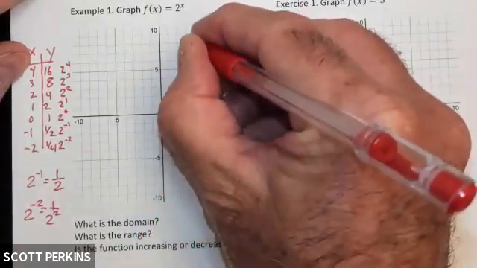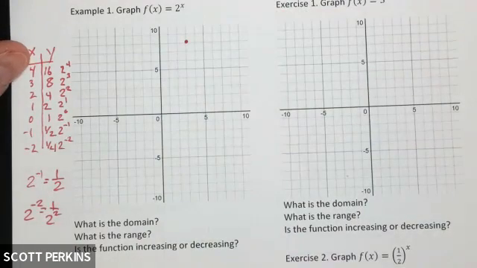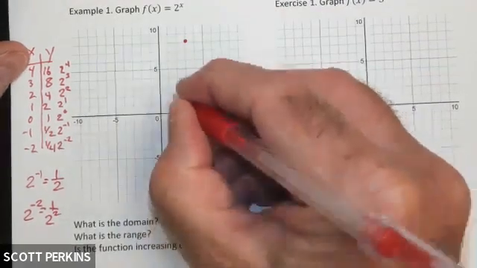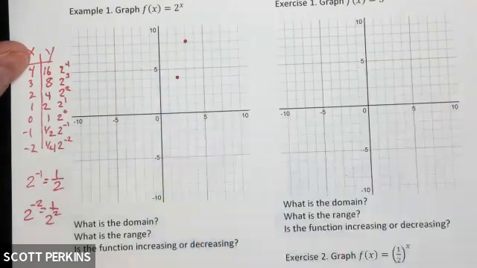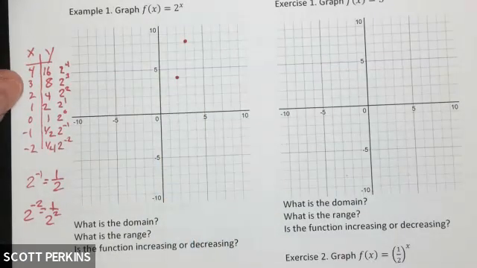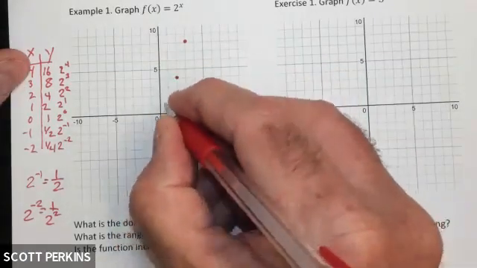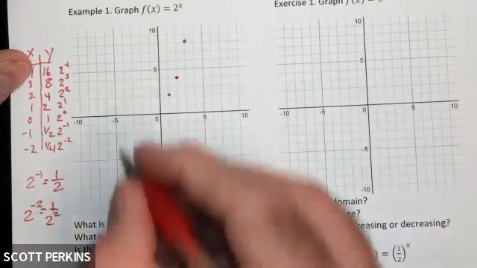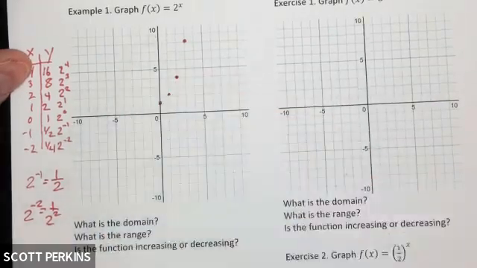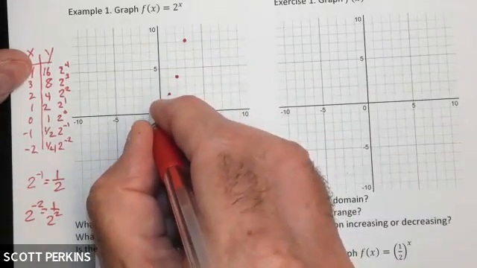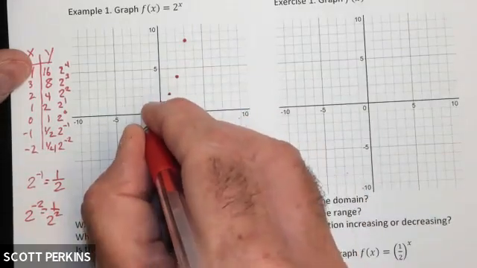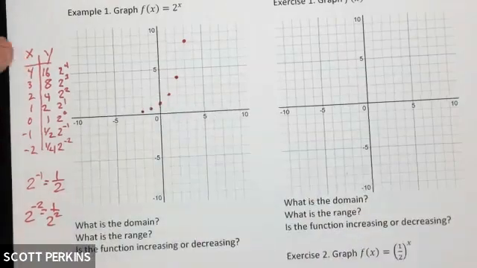So put a nice dot right there at 3 and 8. The next one's at 2 and 4. So woohoo, there we go. The next one is at 1 and 2. Then 0 and 1, then -1, 1/2, and then -2, 1/4, and we'll slip a dot in right there.